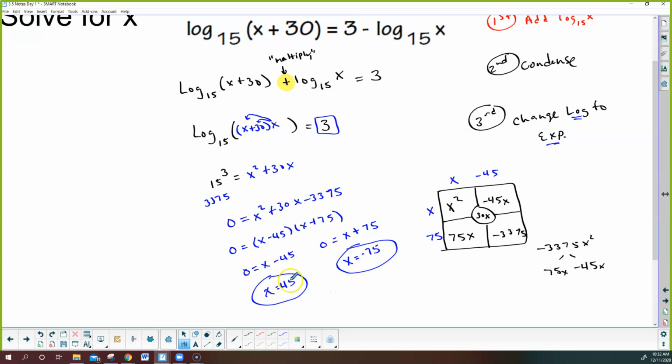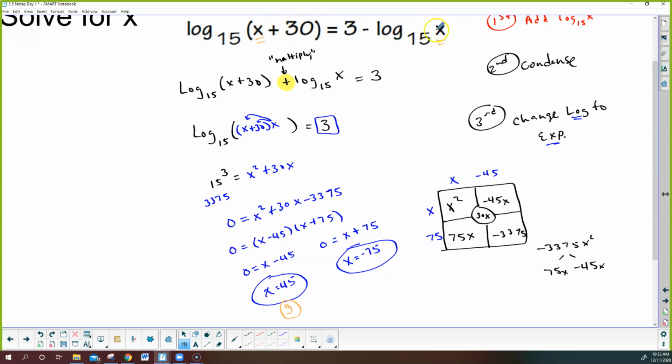So I'm going to take a look at 45. What if I plug 45 back in anywhere I see an x? Does that raise any red flags? Nope. Positive 45 plus 30, that's 75. That's a positive, we're good there. And if I plug in 45 here, that's a positive number. So I'm good with 45. But if I plug negative 75 in here, negative 75 plus 30 is negative 45.